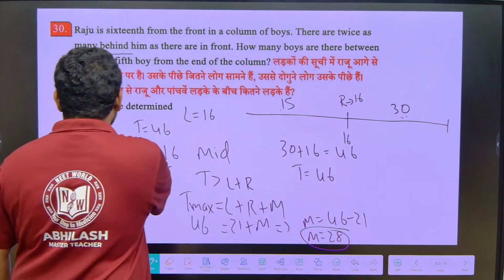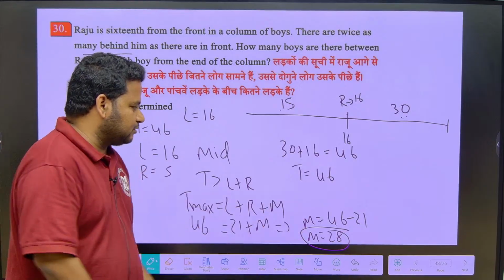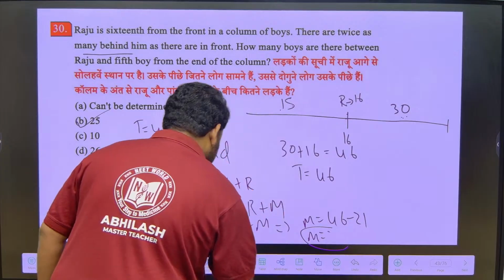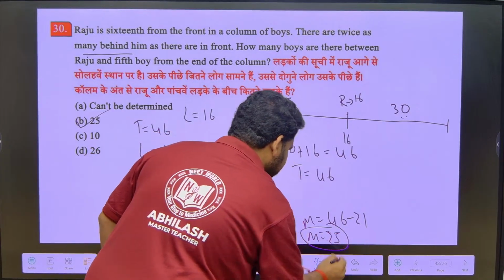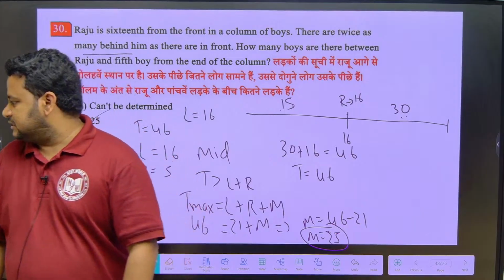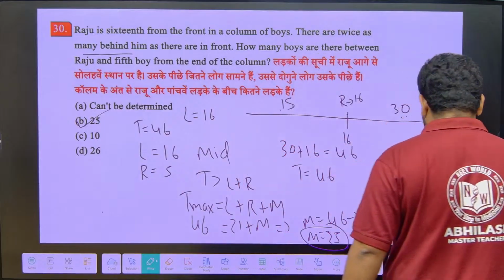So, the answer is 25, that is option B. Okay, 46 minus 21 is equal to, this is not 28, this is 25. It is looking like 28, but this is actually 25. So, the answer is option B. Option B is the right answer to this question, friends. Is it clear to all of you? So, 25 is the right answer to this question. Clear?